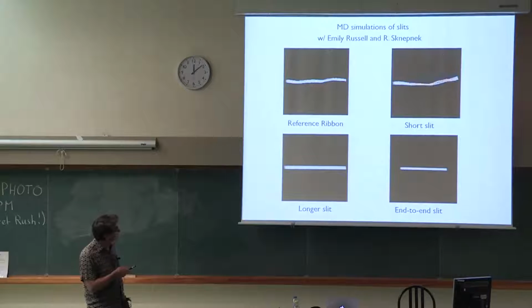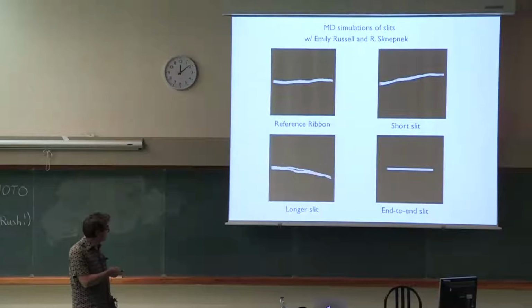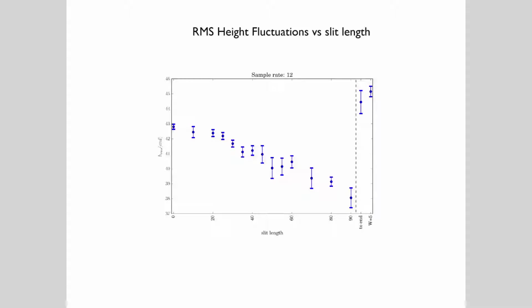So now each lip of the slit is fluctuating, not independently, but freely. Here's a longer slit. And here's a slit that goes all the way to the end. So it's almost like two independent ribbons with half the width. Now what happens here? We look at the root mean square height fluctuations. They go down with longer slits. That's weird.